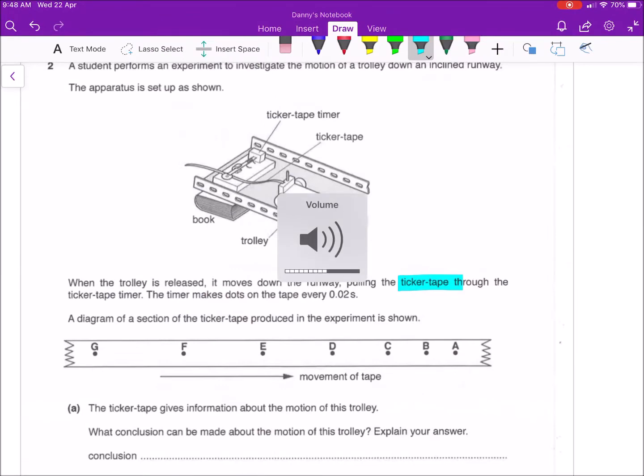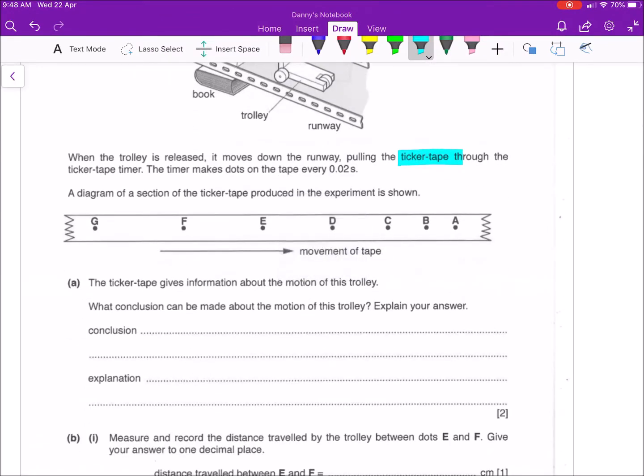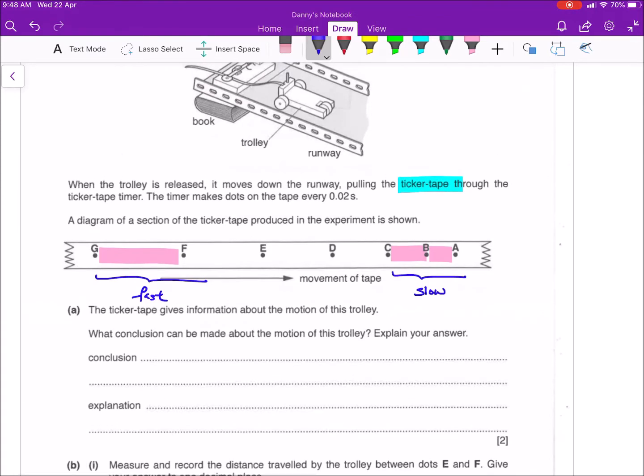So now this is the ticker tape that we are getting. As you can see down here, the gap is small, but then at the end, the gap is getting wider. So we can say that the trolley over here is moving at a very slow speed, but down here it is getting faster. So we can say that basically the trolley is accelerating.